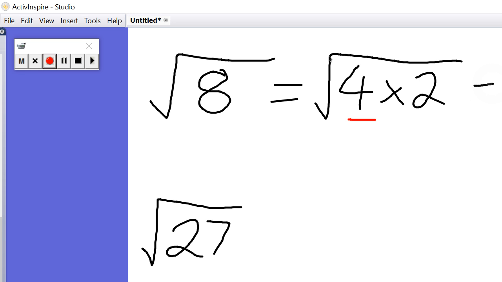What we're allowed to do is split it into two things. So it's square root of 4 times the square root of 2. Now this turns into a 2 because the square root of 4 is 2. And we've got two lots of the square root of 2, which you just leave like that. 2 root 2. You've got 2 of these root 2's. And this is how you simplify surds.